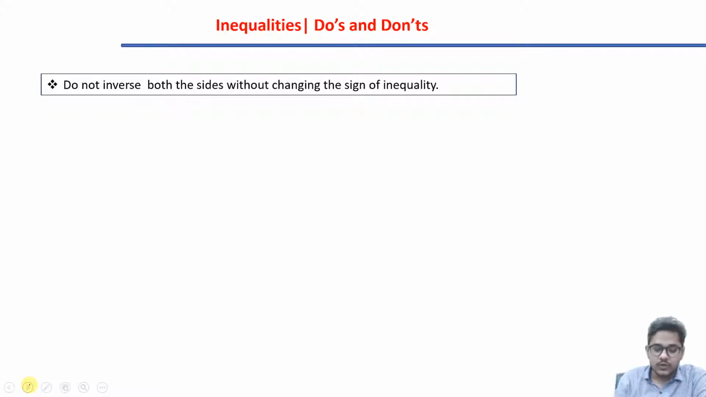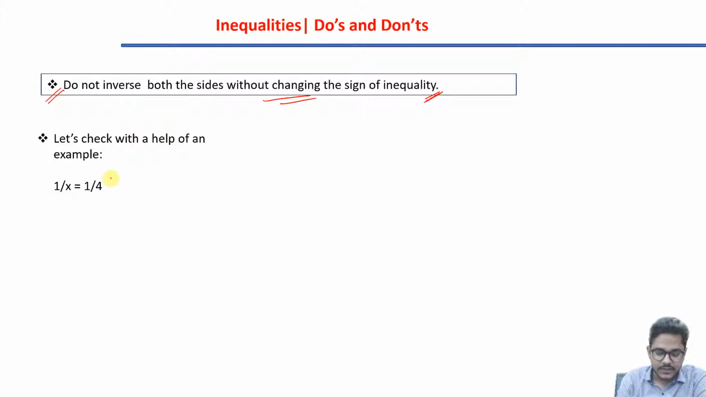Now another don't of inequality is that do not invert both sides without changing the sign of inequality. Again, it goes with the same basic property of inequality, that if we invert the inequality, the sign of inequality changes. So do not invert without changing the sign of inequality. It is just the reverse of the basic property. Let's check by solving this equation. This is an equality, not an inequality.